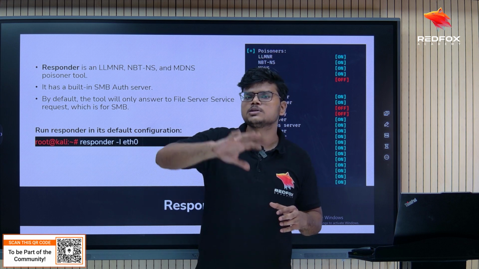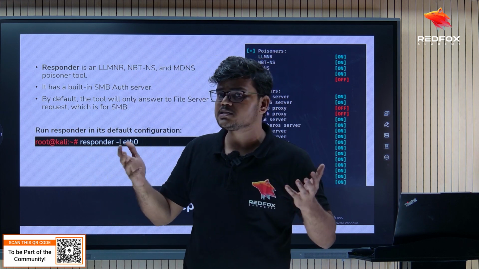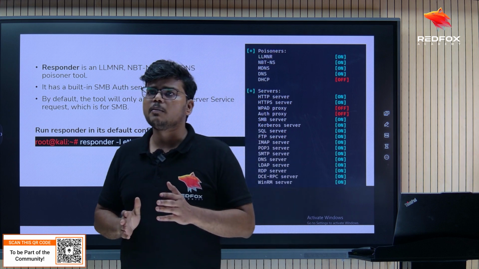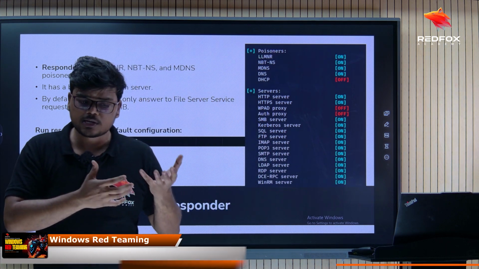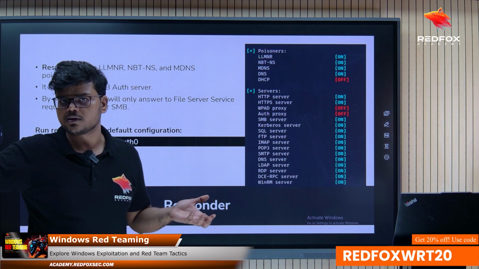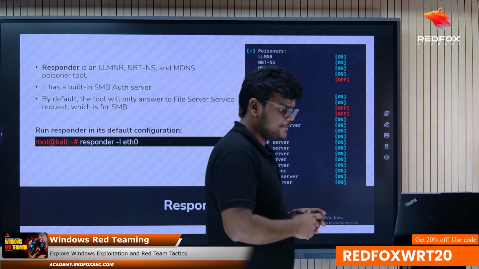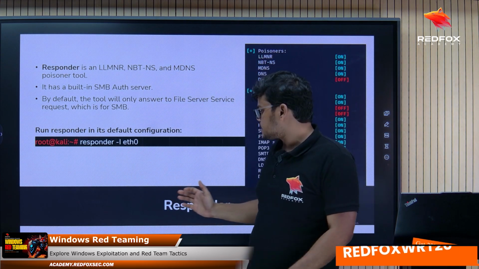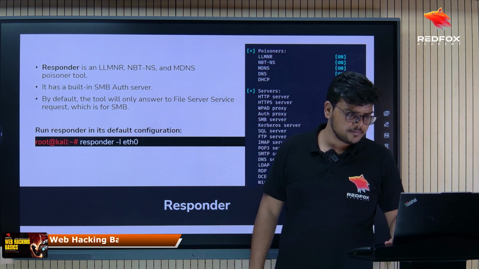So with thousands of computers, there is a high chance that someone might make a mistake typing a wrong share or wrong server name, or maybe there is a scheduled task that is trying to access a server that is not present in the network. Now that script doesn't know where the server location is, right? So that's what we also do. We start by using this Responder tool and keep it running in the background.